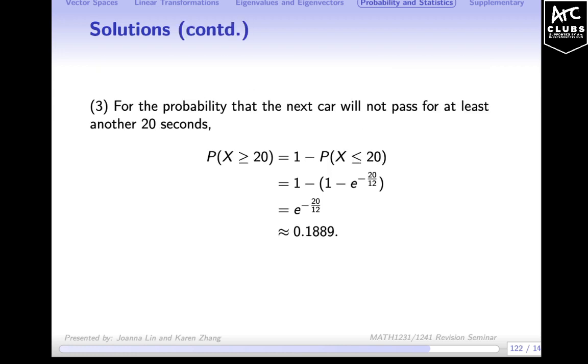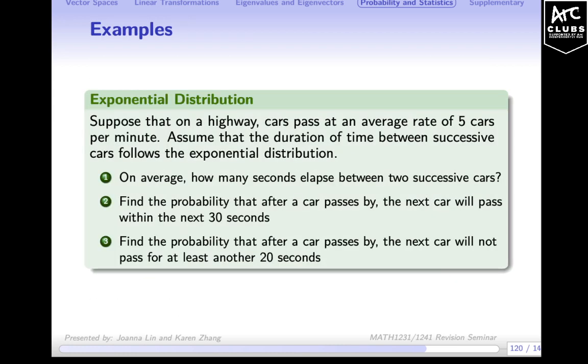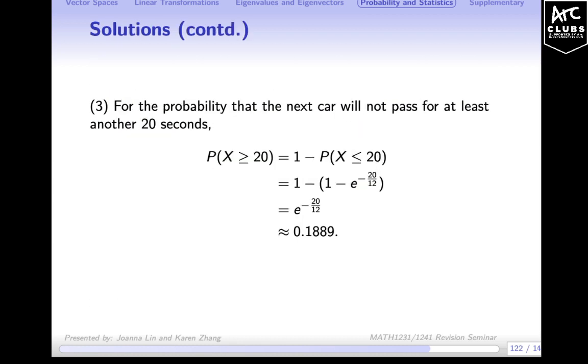Okay, and again for the last question, it's the same concept, but this time the car will not pass for at least another 20 seconds. So you're looking at the times where T is greater than or equal to 20, right? And again, using your complement rule, you can work it out, and you can find that this is equal to approximately 18.89%.